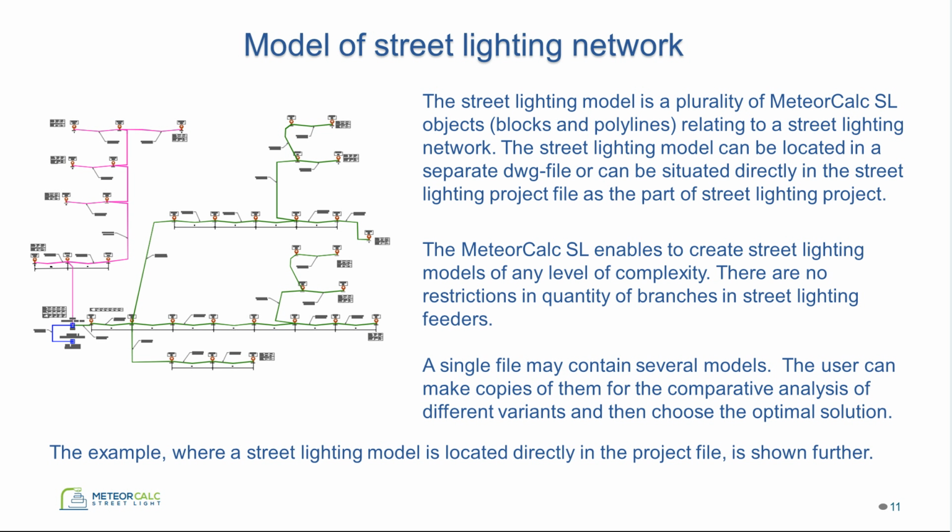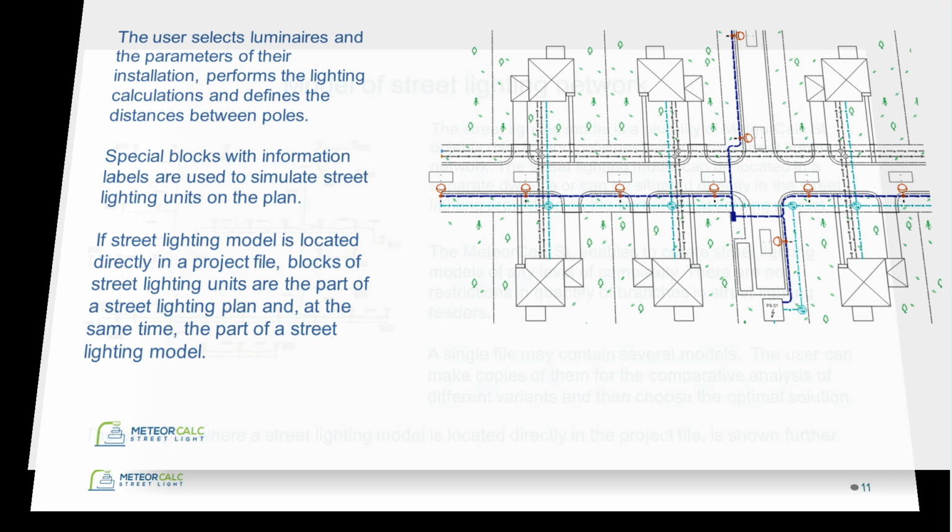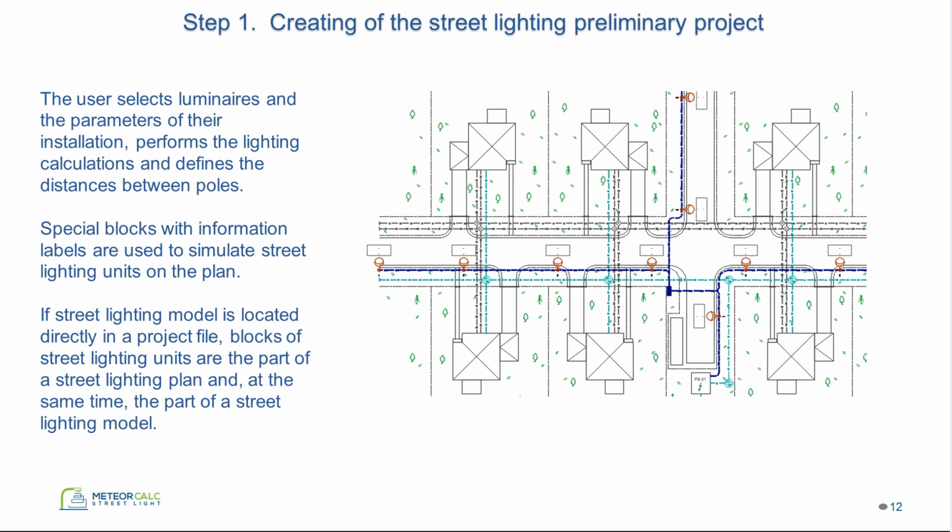Next, we will introduce you to the basic steps of working with MeteorCalc. Step 1. Creating of the street lighting preliminary project. In this step, you use the special street lighting unit blocks to define street lighting poles and luminaires on the plan.